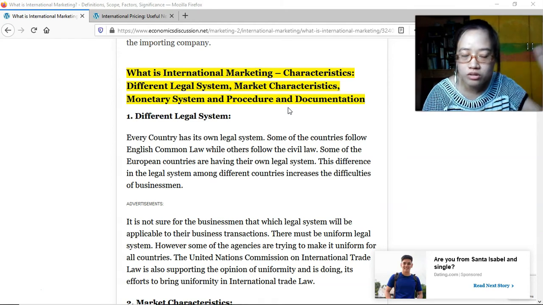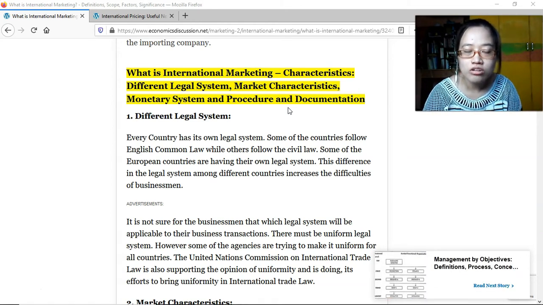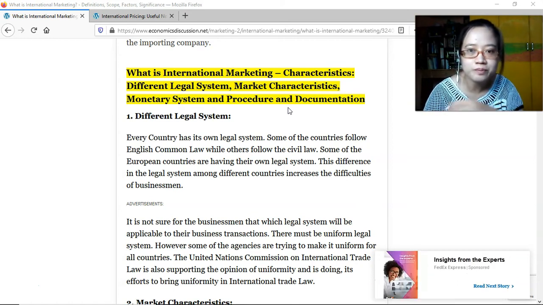Next, characteristics: different legal system, market characteristics, monetary system with different currency, and procedure and documentation. So probably there would also be tax in that particular country, different tax laws, so we'd have to file differently, right? So first, different legal system.